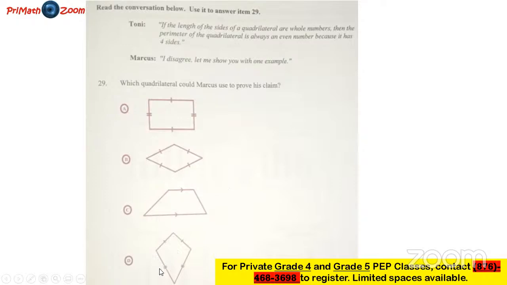For the kite, we have 2 pairs of parallel sides. So this would match what Tony says. So the correct answer for this one would be C for the trapezoid.